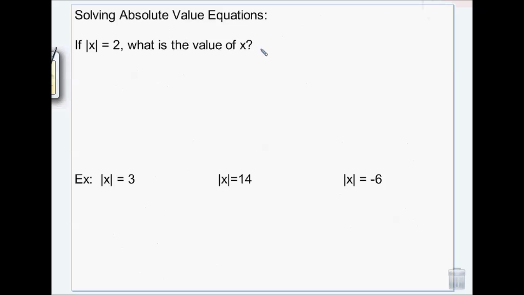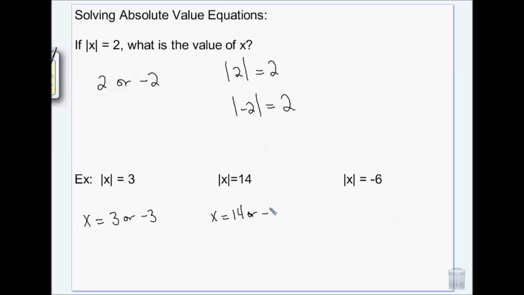Variable inside. Okay, if the absolute value of x is 2, what is x? It's 2 or negative 2, right? Because the absolute value of 2 is 2, and the absolute value of negative 2 is also 2. So if the absolute value of x is 2, you have 2 possibilities, and it's an "or" because we don't know which one it is. If the absolute value of x is 3, x equals 3 or negative 3. If the absolute value of x is 14, x equals 14 or negative 14.